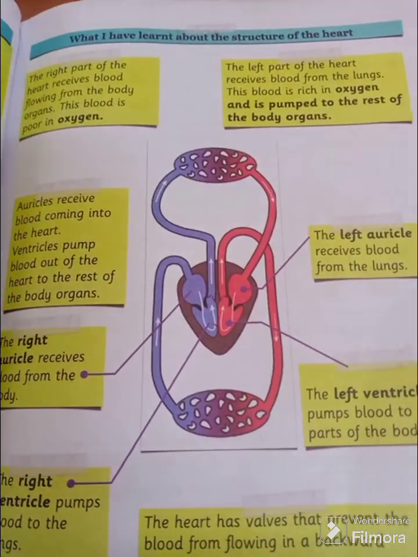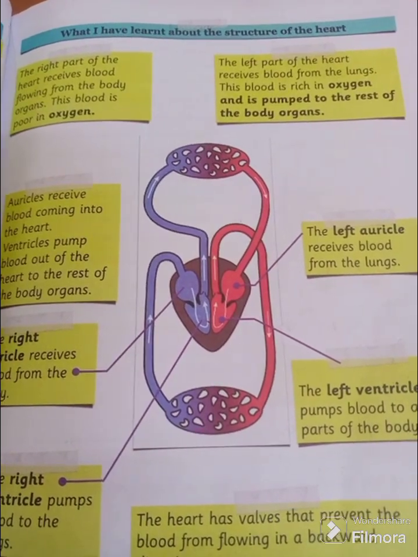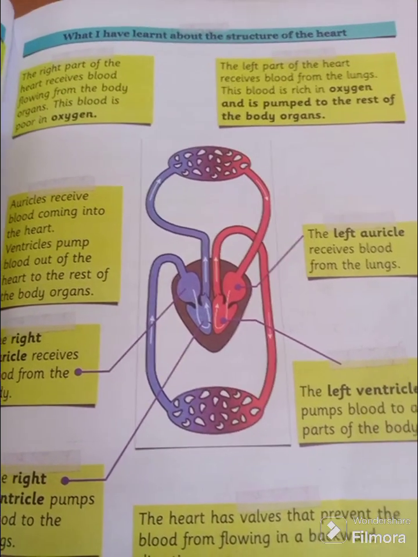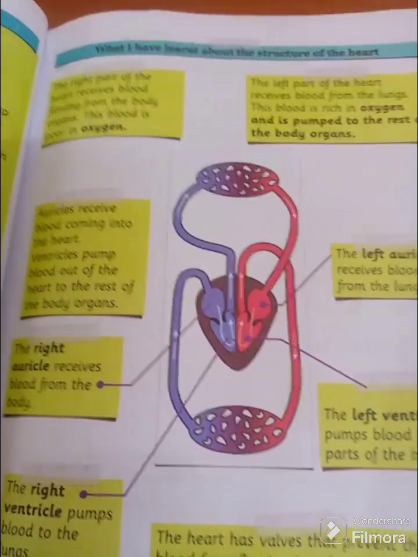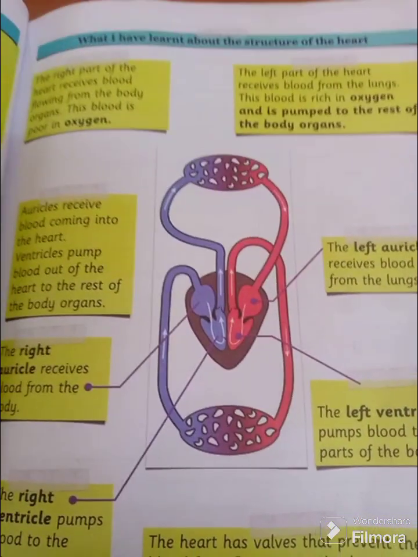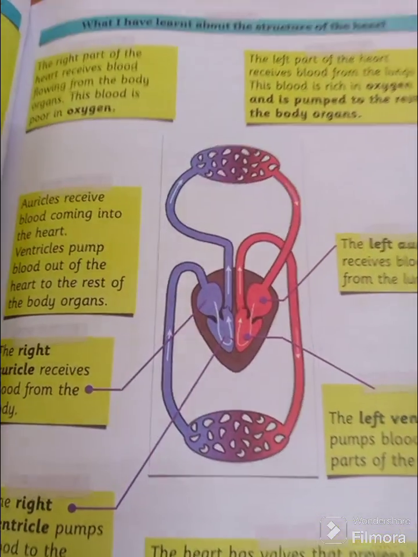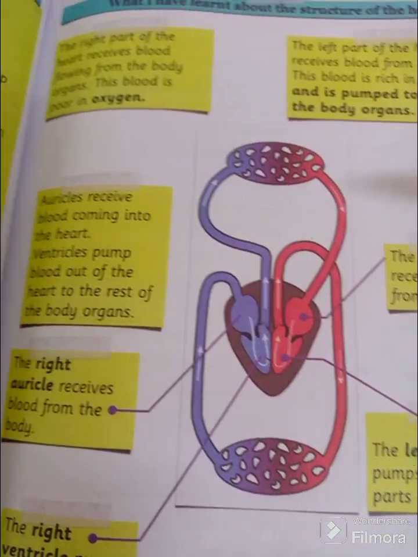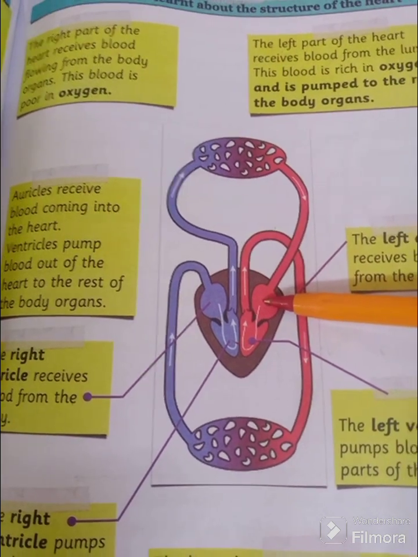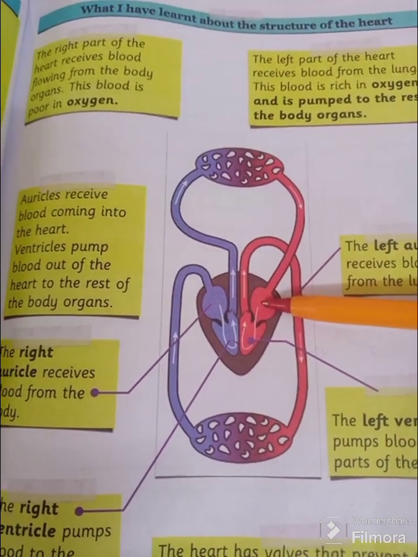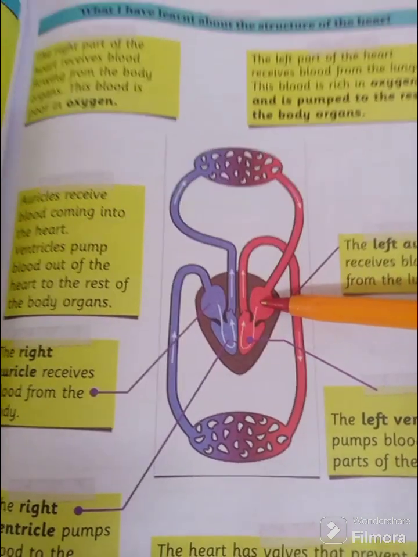The first one, you can be asked that somebody inhaled a poisonous gas. Which part of the heart, or which chamber of the heart received the poison first? So if you inhale a poisonous gas, the chamber of the heart that will receive the poison first is this one, which we call the left auricle. The left auricle, that is the one that will receive the poison first.